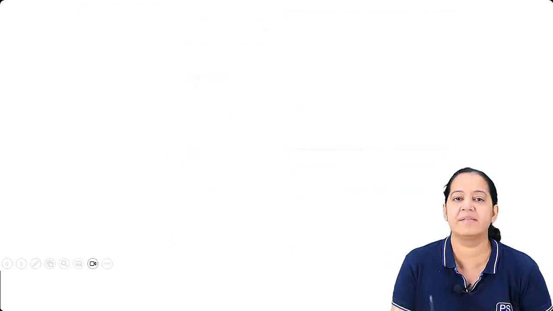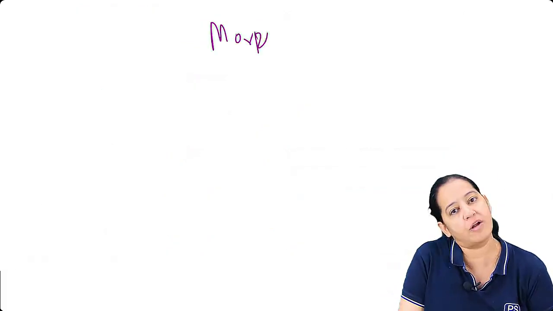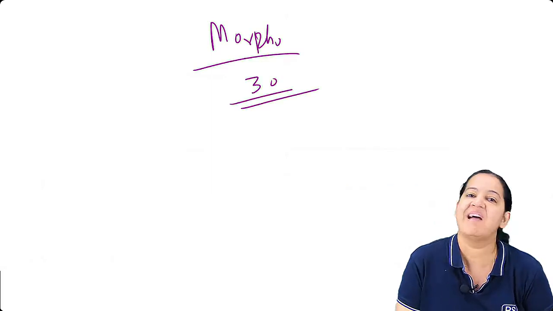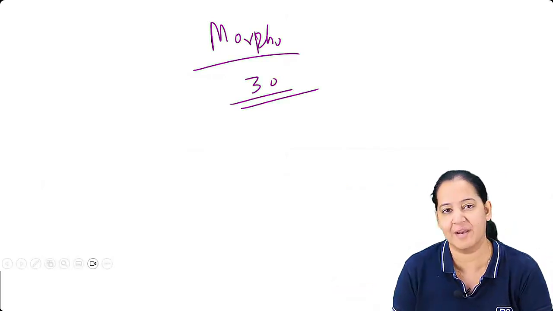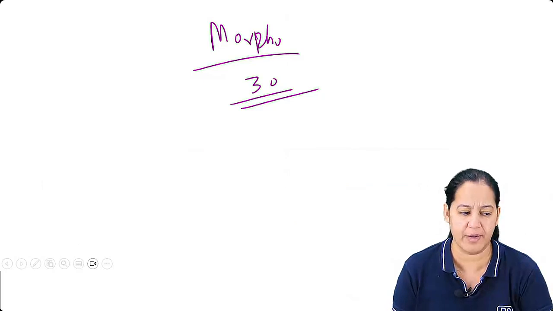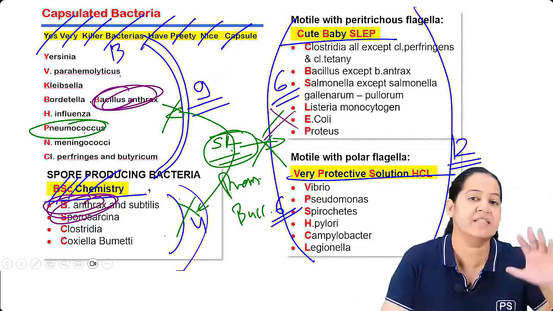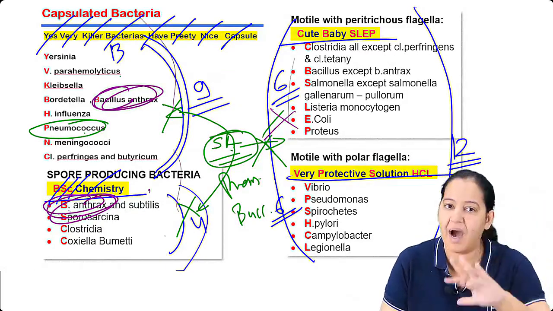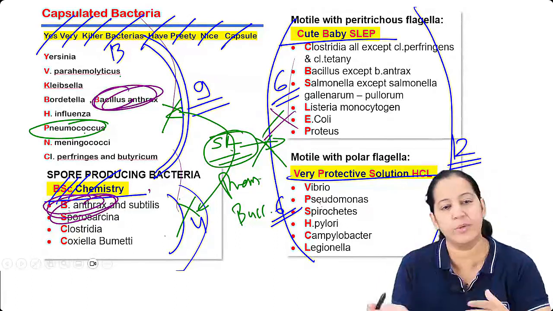So my point is that I taught you the morphology of all 30 bacteria together. I will not teach you the morphology of even a single bacteria. You apply that bacteria in the mnemonic. Apply it in the mnemonic and see. Is it coming in this mnemonic? Is it coming in this one? Is it coming in this one? If it is coming, then it is; if it is not coming, then it is not. End of story.